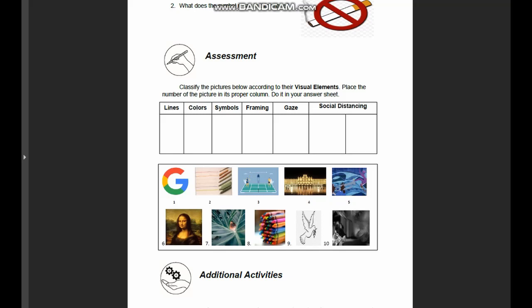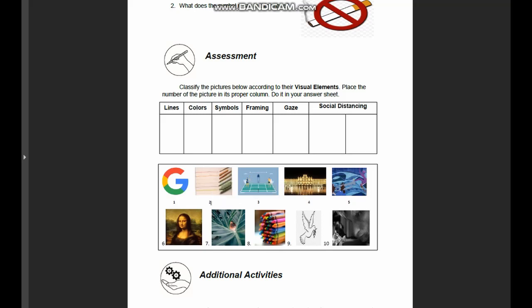Okay, in assessment 4, we will classify the pictures below according to their visual elements. Place the number only in its proper column. We have lines, colors, symbols, framing, case, and social distancing. Okay, we have the pictures below or inside the box. We will put only the numbers under the pictures in their proper column.